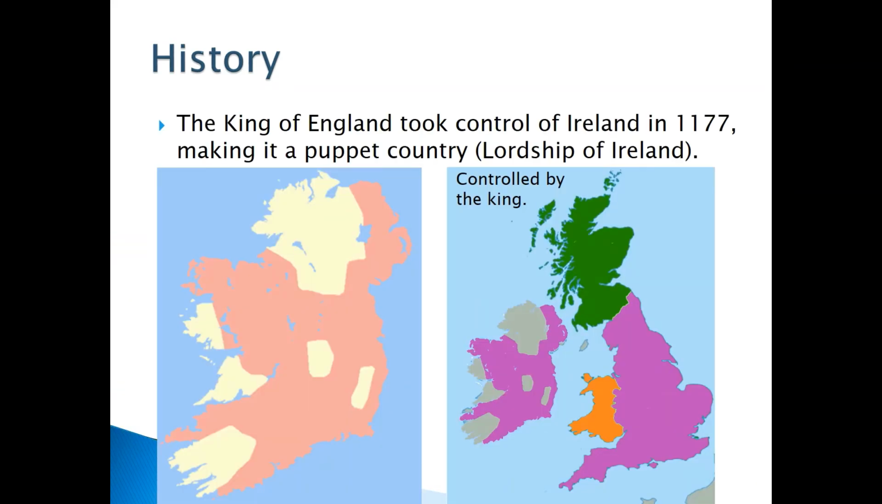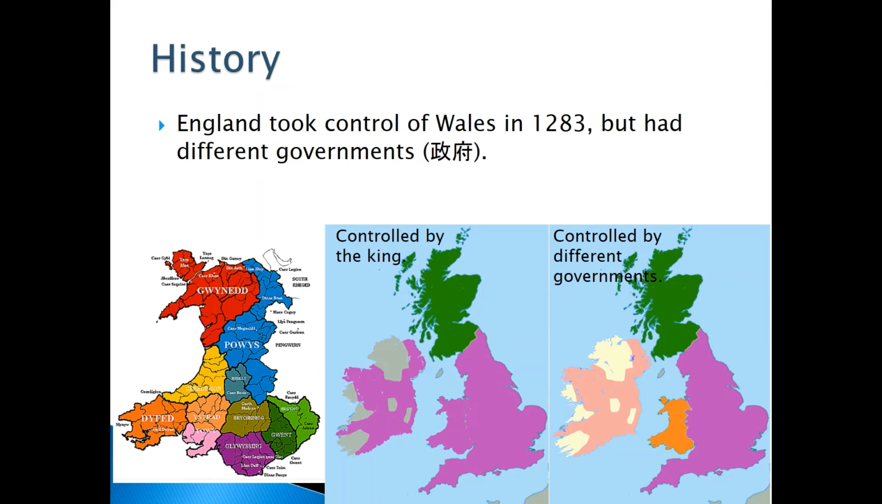The King of England took control of Ireland in 1177, making it a puppet country. You can see here, purple is controlled by the King of England. England took control of Wales in 1283, but had different governments. So you can see the purple controlled by the King of England, but the countries had their own governments.